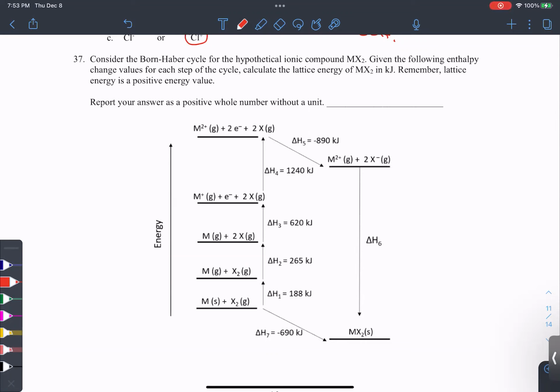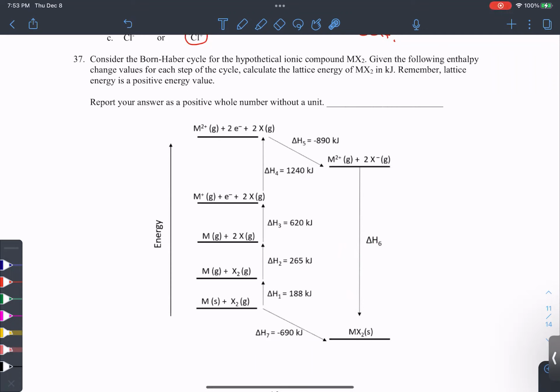I could give you the actual kilojoule per mole thermodynamic values for forming an ionic compound, but I don't. I give you each step of the Born-Haber cycle. I tell you exactly how big every arrow is. So we just need to report how big is this last step, this lattice energy step, and make sure we report the positive value. That's it. So yeah, it could be much harder.